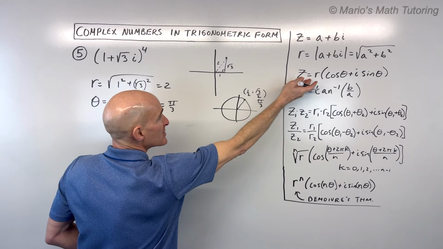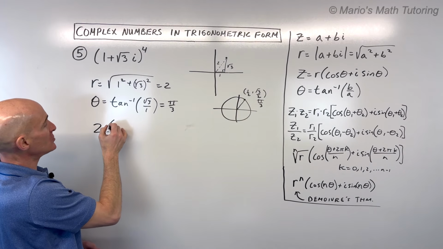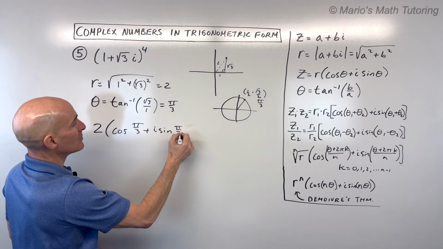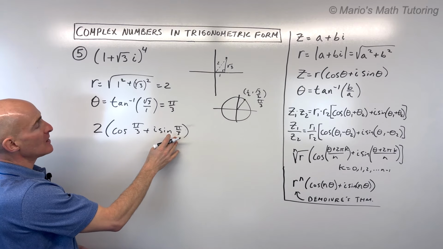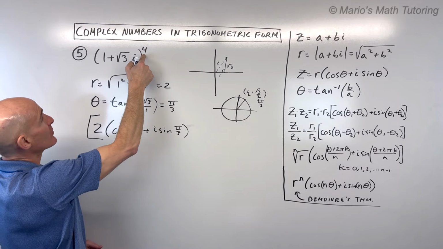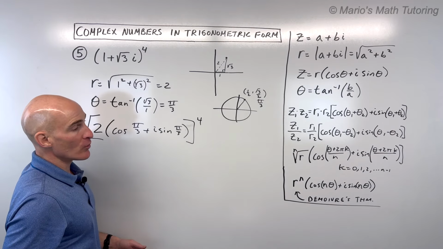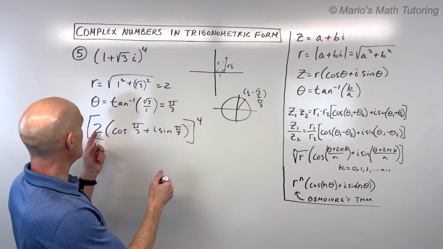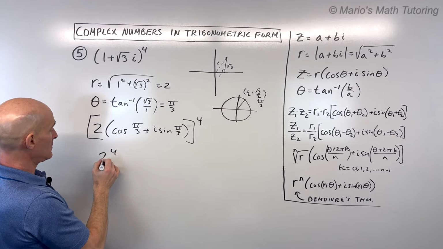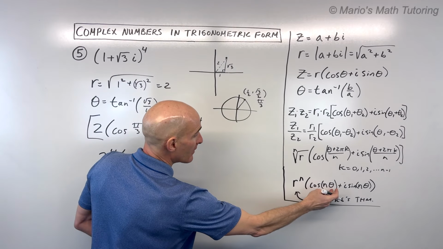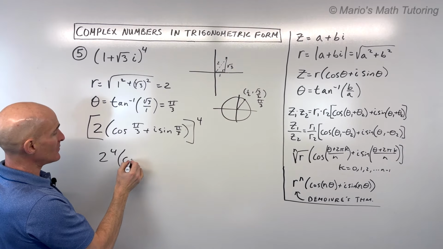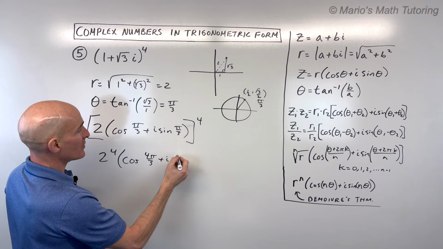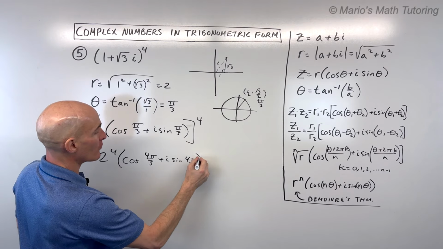So now let's write our complex number in the trigonometric form. It's going to be our r value 2, cosine of our angle, pi over 3, plus i times sine of our angle, which is also pi over 3, right? These are the same. But what we're doing now is we're raising this complex number to the 4th power, right? So using DeMoivre's theorem, what we do is we take the r value to whatever the power is. So in this case, it's going to be 2 to the 4th power, okay? And we're going to multiply our angle times whatever that power is. So that's going to be cosine of 4 times pi over 3. And same thing over here, sine of 4 times pi over 3, which is 4 pi over 3.